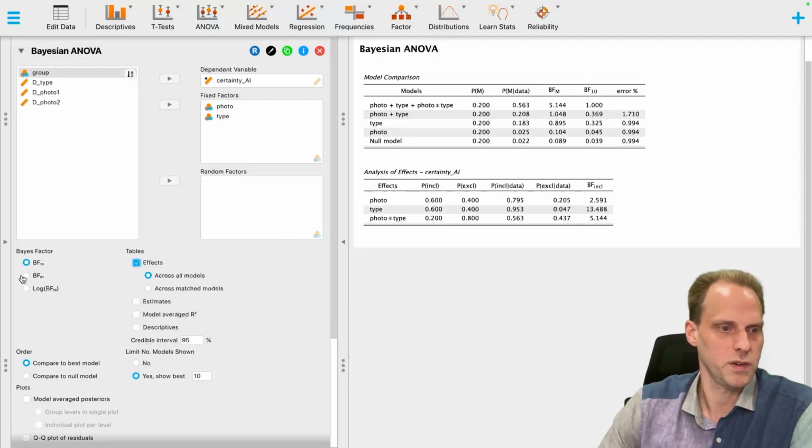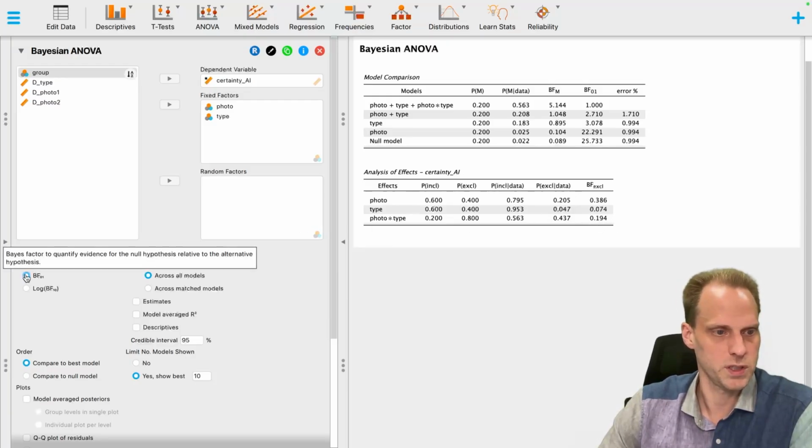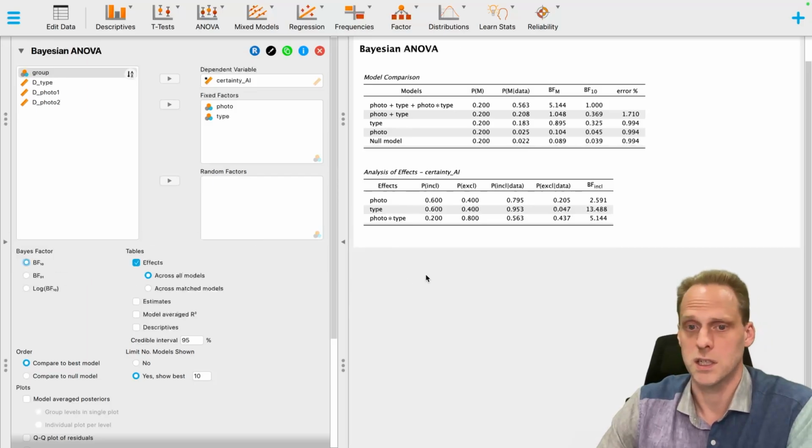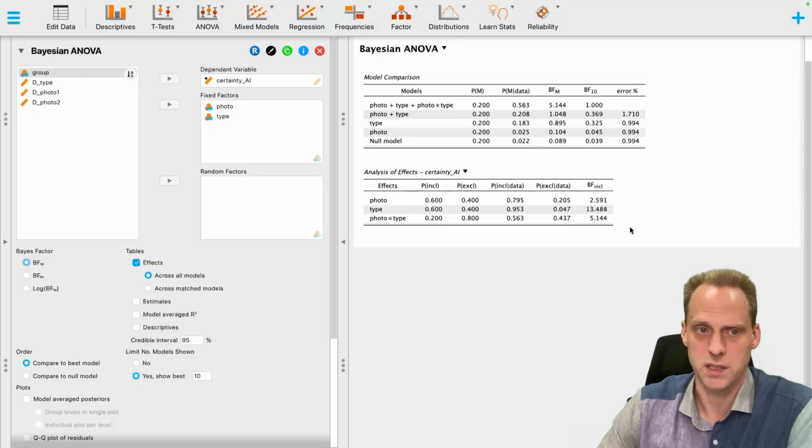And we can also get evidence for the null by switching these things around. Which in this case, actually there's no evidence for the null. There were actually effects in this data. Alright, that's it for this last video on Bayesian analysis.